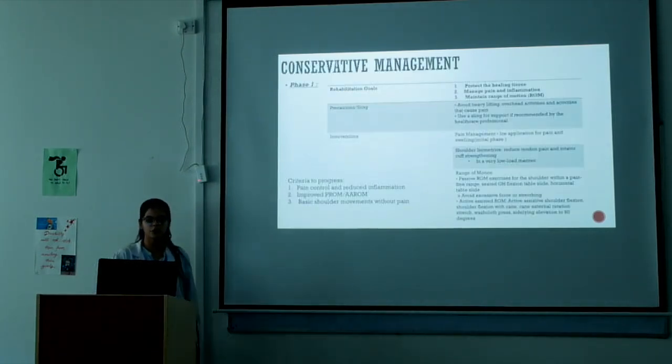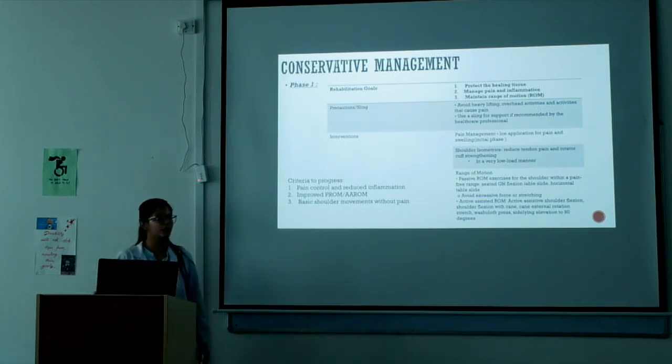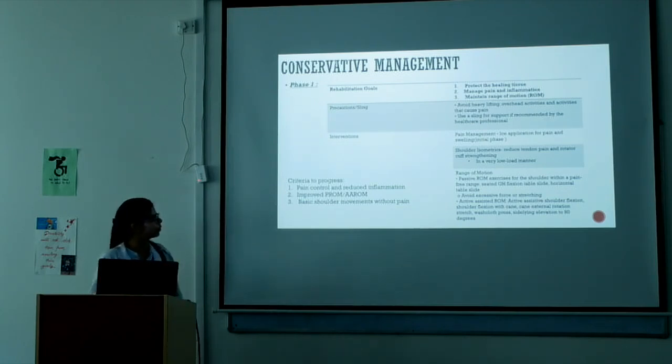Phase 1, the rehabilitation goals would be to protect the healing tissue, to manage pain and inflammation, and to maintain ROM. For interventions, pain management would be ice application in the initial phase, and we'll proceed towards shoulder isometrics in a very low load manner. For range of motion exercises, we'll proceed with PROM exercises of the shoulder, avoid excessive force in stretching, and progress to active assisted ROM exercises. Criteria to progress from phase 1 to phase 2 would be pain control and reduced inflammation, improved PROM and active assisted ROM, and basic shoulder movements without pain.